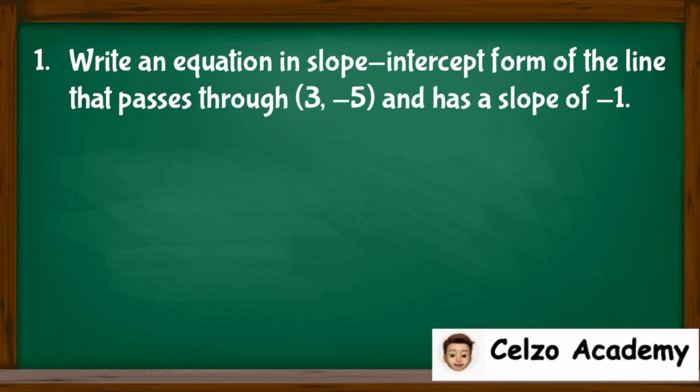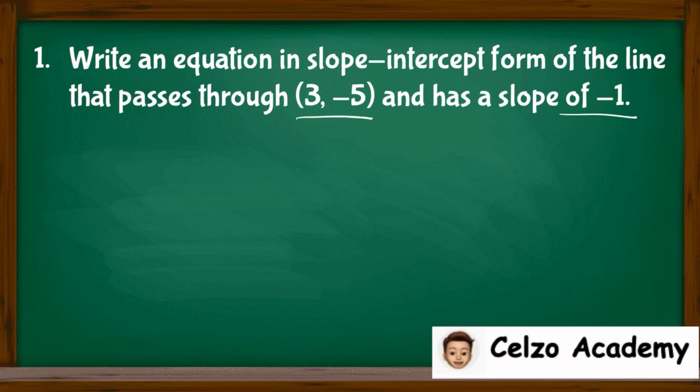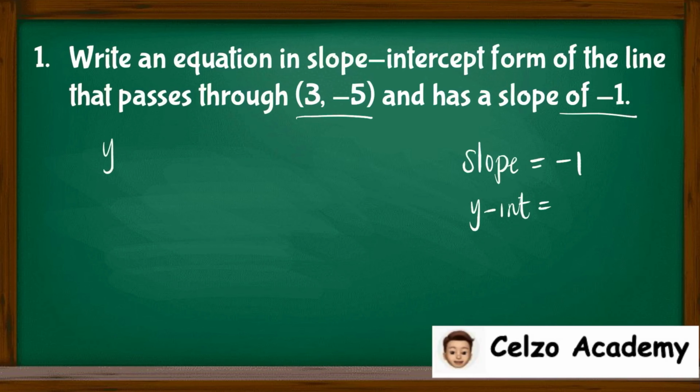Question number 1. Write an equation in slope-intercept form of the line that passes through (3, -5) and has a slope of -1. There are two things that we need in writing the equation of a line. One is the slope, which is already given, -1, and we also need the y-intercept, which is still missing. So the first thing that we need to do is identify the y-intercept using the slope-intercept form y equals mx plus b. And the y-intercept here is the b value.